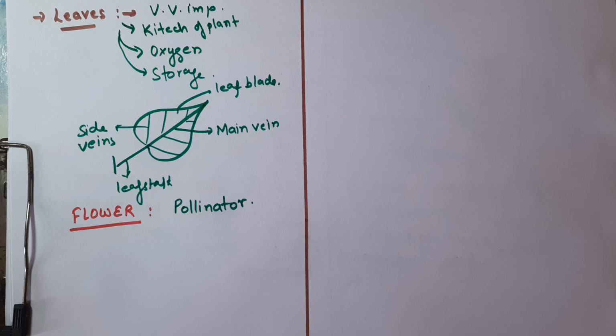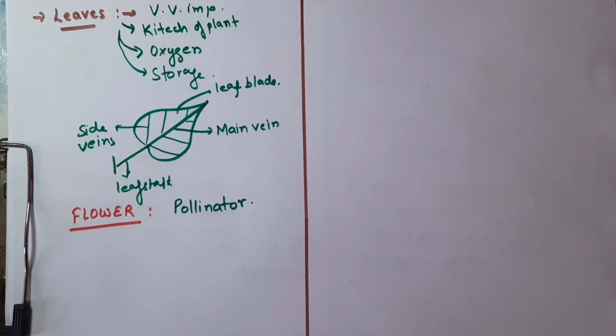The plant also needs to survive, right? So for the process of reproduction, the flower will act as an attractant. Through their scent, they will attract pollinators like bees towards them.